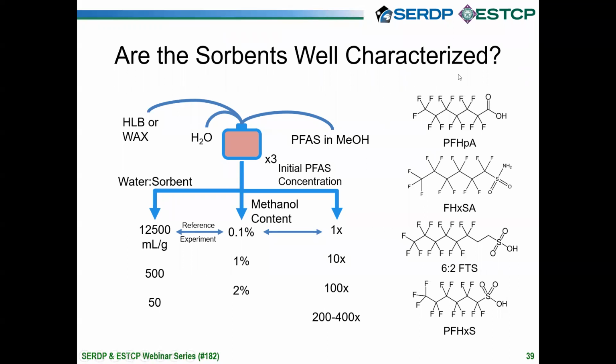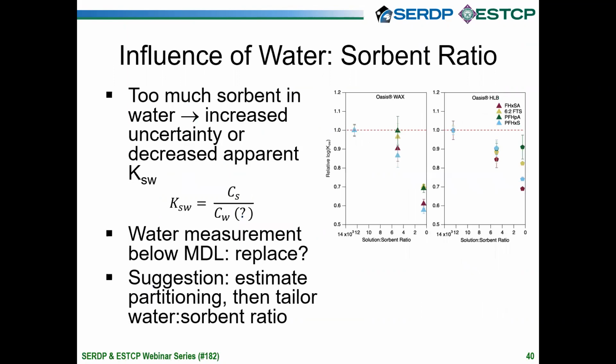So he started off by looking at these 4 different PFASs, sulfonic acid, carboxylic acid, sulfonamide, and fluorotelomer, and started playing around with these different 3 conditions that you could have and see if there was an effect on the results. So in the first case, he basically looked at how much water to sorbent he should have in the experiments to not have bad results.